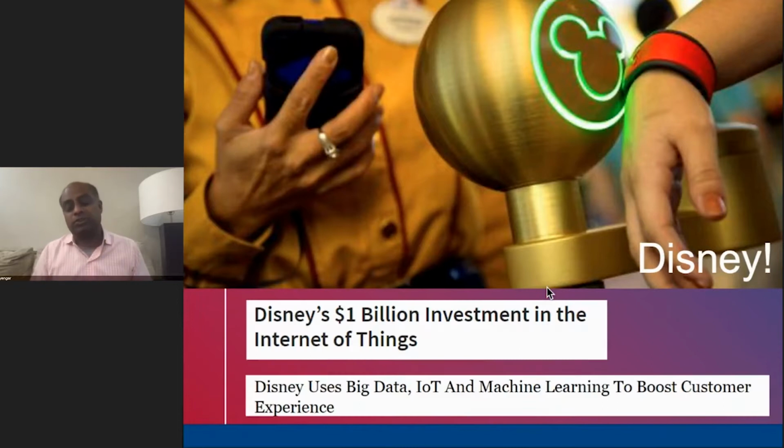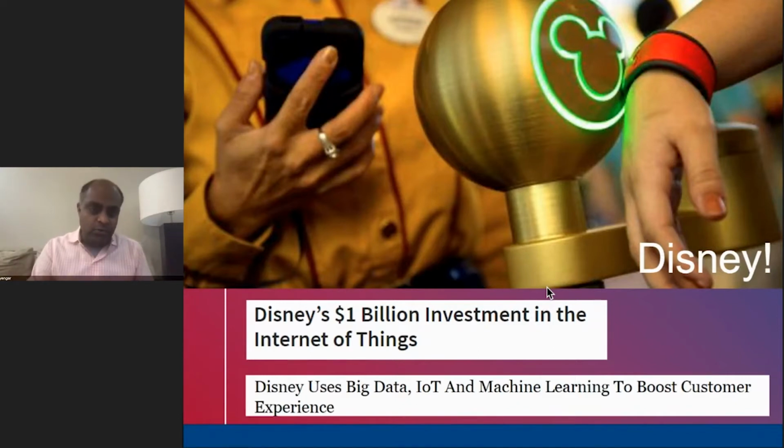Now, some of us who've made the pilgrimage to Disney, perhaps, or at least have seen some of these new things that Disney had been investing in, may be aware of something called the Magic Band. That's what this person is wearing. What's the Magic Band? The Magic Band basically is a way in which Disney can collect a lot of information. And so if you look at some of the typical stories that come around, it talks about how Disney has made a huge investment in Internet of Things. It talks about big data, IoT, machine learning, all kinds of stuff to boost customer experience.